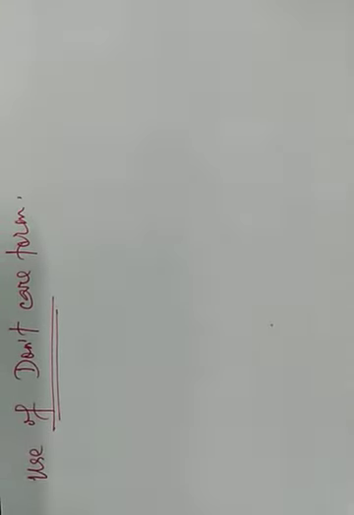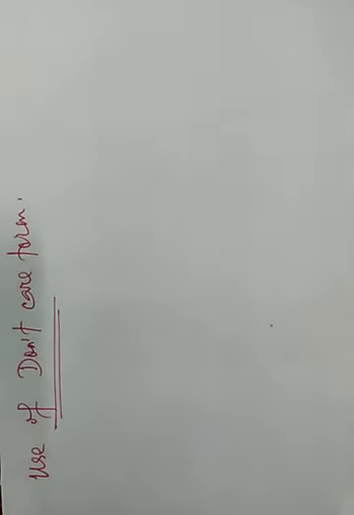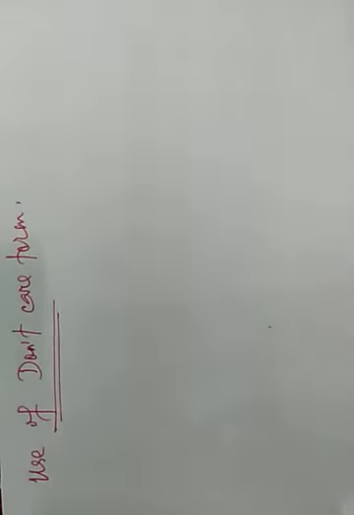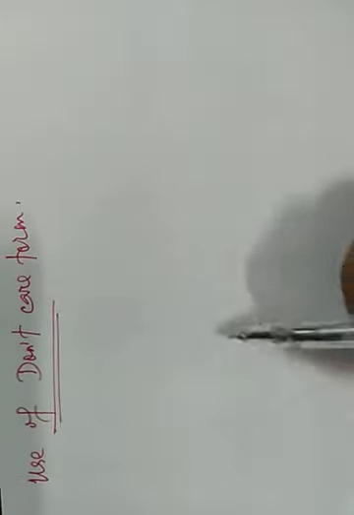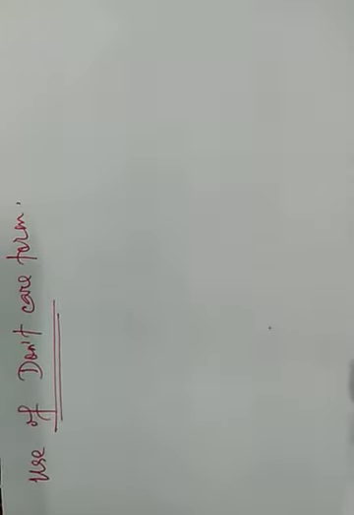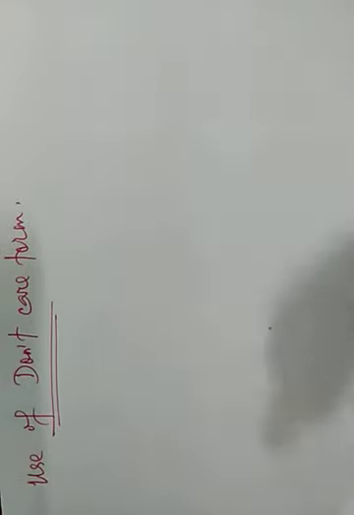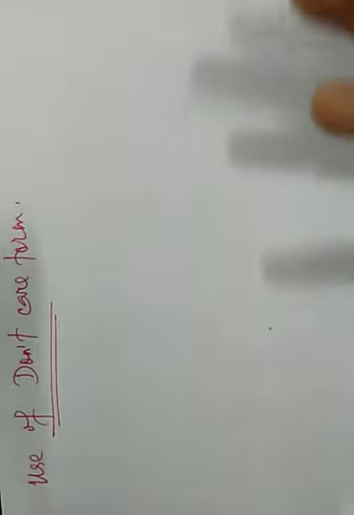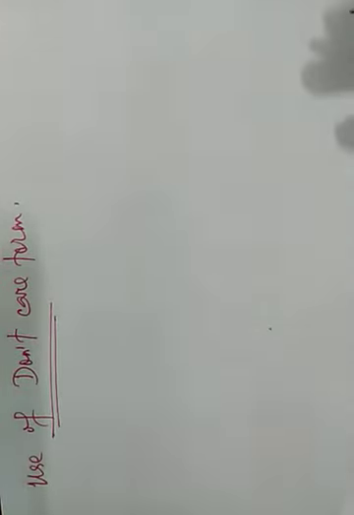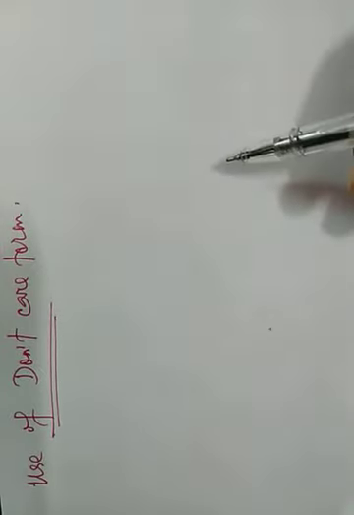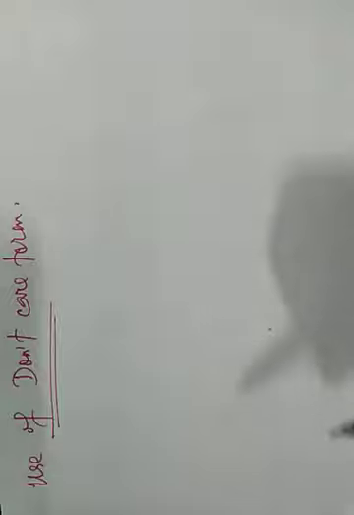Use of don't care term. Don't care term is also one criterion in the Karnaugh map. What is a don't care term? We get min term and max term depending upon the output of any Boolean circuit. That means if the output is 1, we take all the expression as min term expression, and for 0 we get all the expression for max term expression.